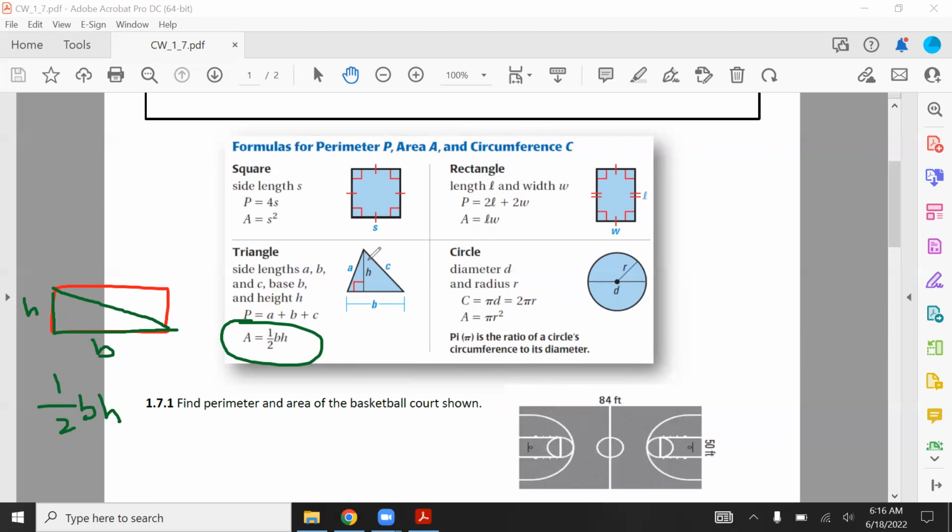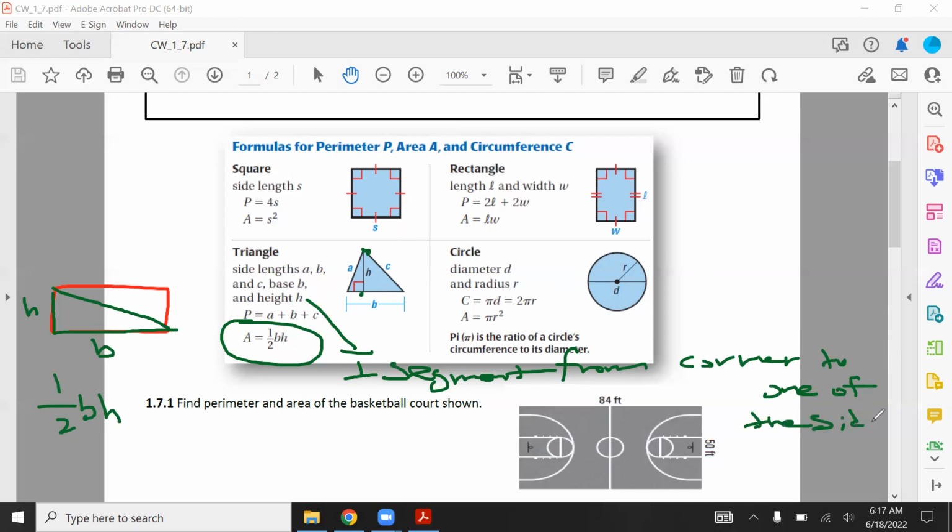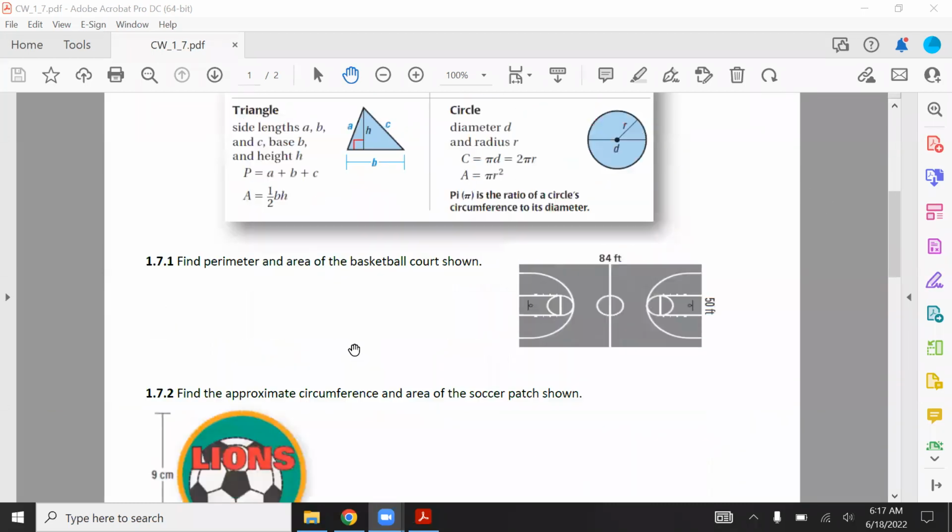And the height is always defined as a perpendicular segment from one corner to one of the sides of the triangle. So it's always a perpendicular, that's a symbol for perpendicular, just so you know. A perpendicular segment from a corner to one of the sides. Just so you know. Okay, let's do some problems now with area, perimeter, and circumference.